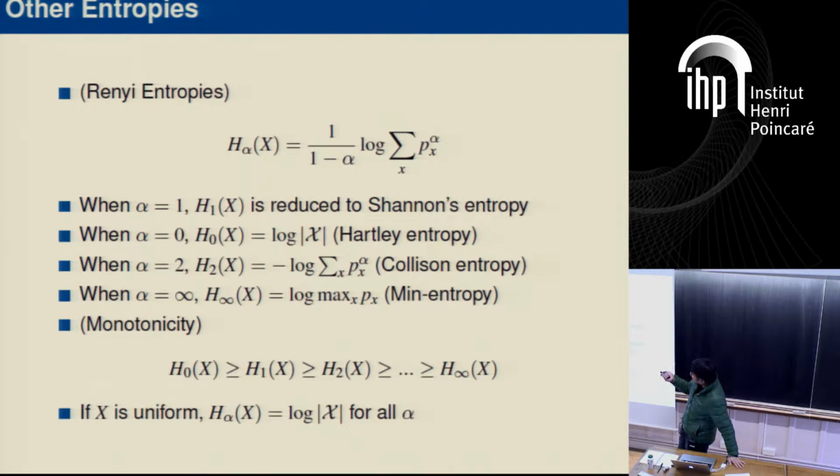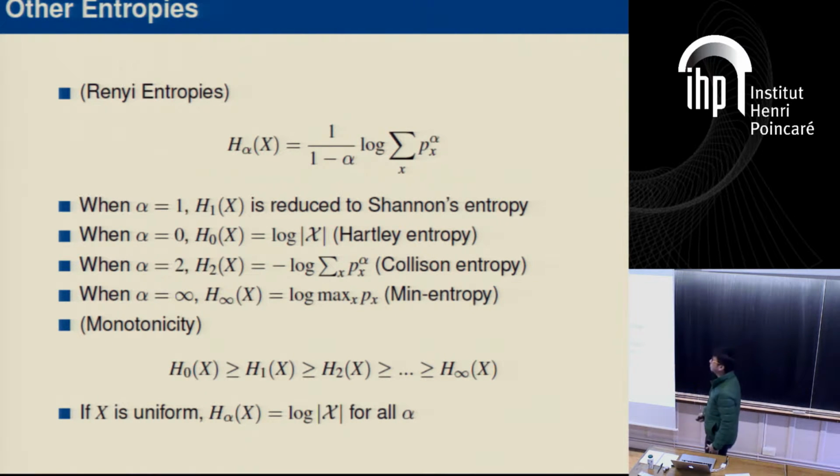The first one is when alpha is equal to 1. When alpha is equal to 1, you can't really define it that way, but you can think about taking a limit as alpha converges to 1. You find that the limit of this H alpha of X becomes the Shannon entropy. So Rényi entropies are a generalization of Shannon entropy. When alpha is equal to 0, it's called Hartley entropy. It doesn't matter what your distribution is. Its entropy is just the logarithm of the alphabet size, or more accurately, the support size.